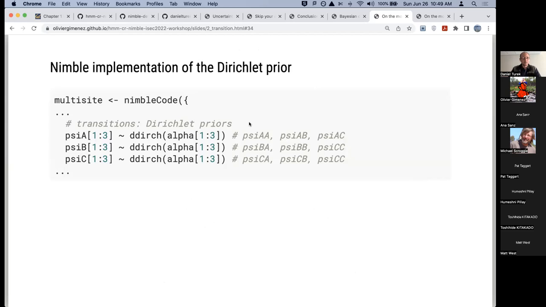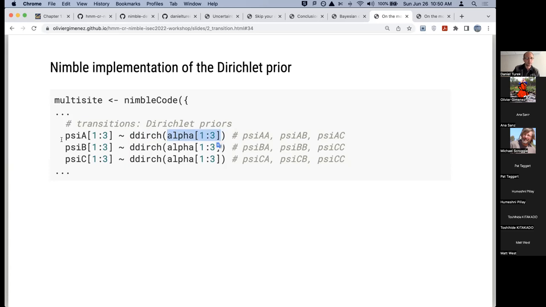Here you go. For the three psi A parameters, this is transition from site A to site A, B, or C. This is a multivariate declaration for these three parameters. From site A is a Dirichlet prior, where the alpha values are alpha 1, 2, and 3, which is not shown, but we're going to use for this vector alpha 1, 1, 1, which is that uninformative prior for all three. This is strictly uninformative.